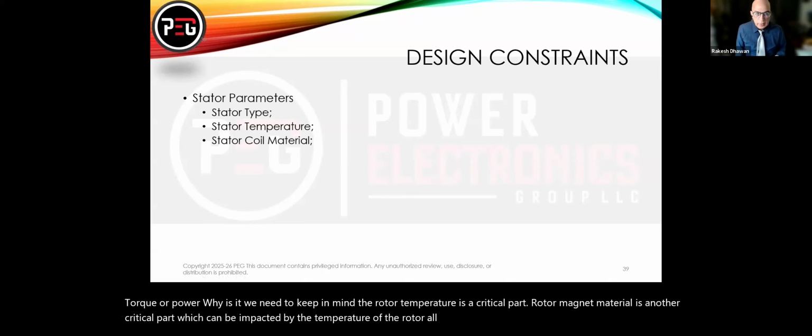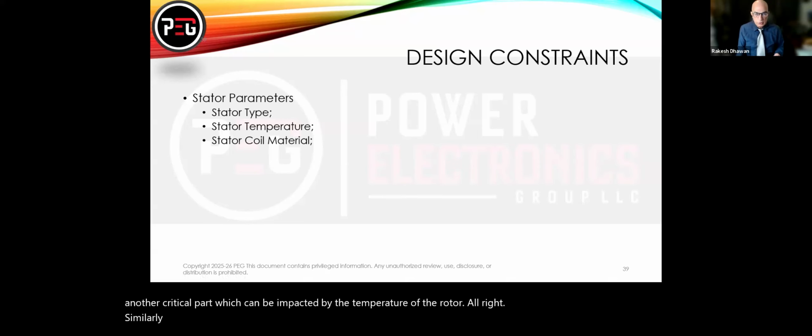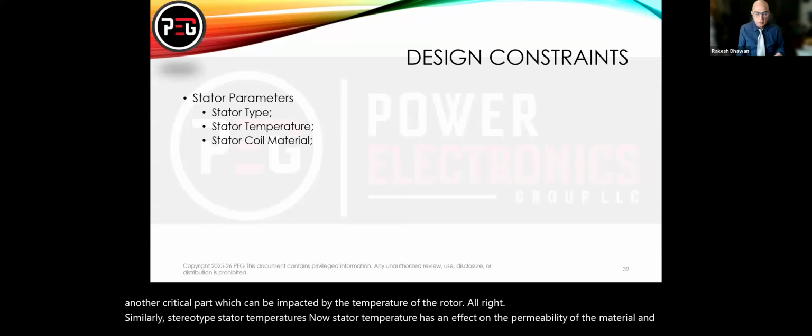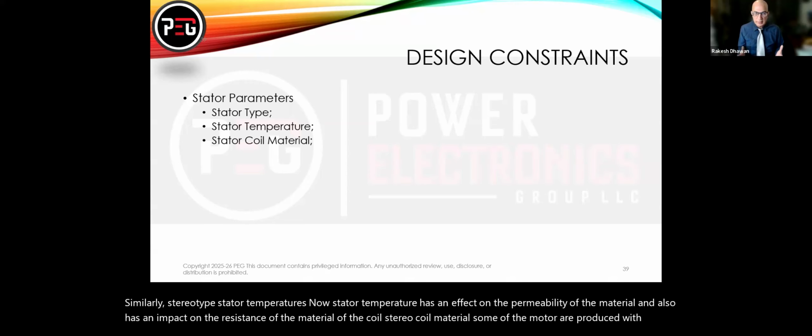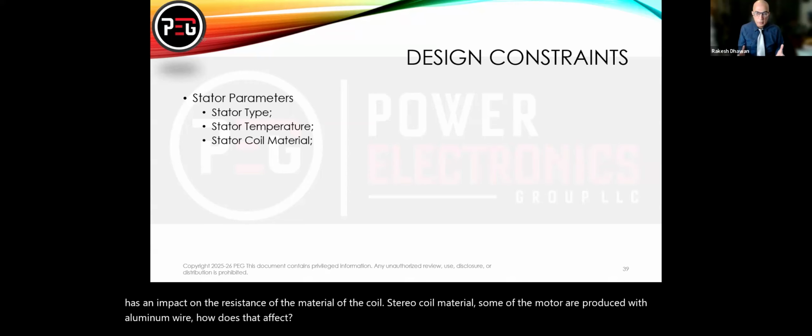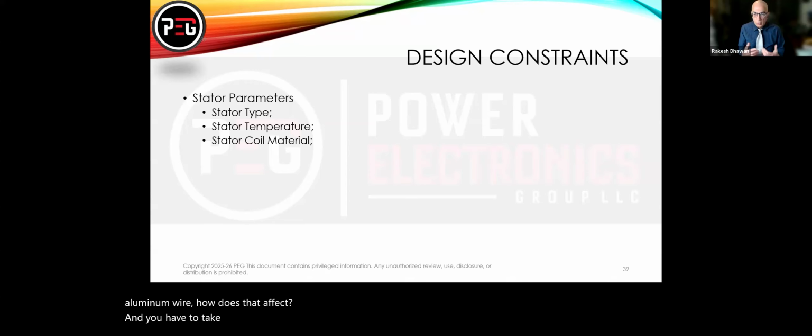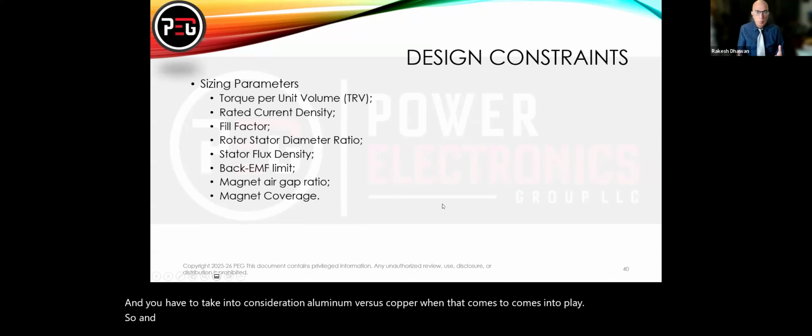All right. Similarly, stator type, stator temperatures. Now, stator temperature has an effect on the permeability of the material and also has an impact on the resistance of the material, of the coil. Stator coil material: some of the motors are produced with aluminum wire. How does that affect? You have to take into consideration aluminum versus copper, and that comes into play. And then there are more sizing parameters we have to look at.